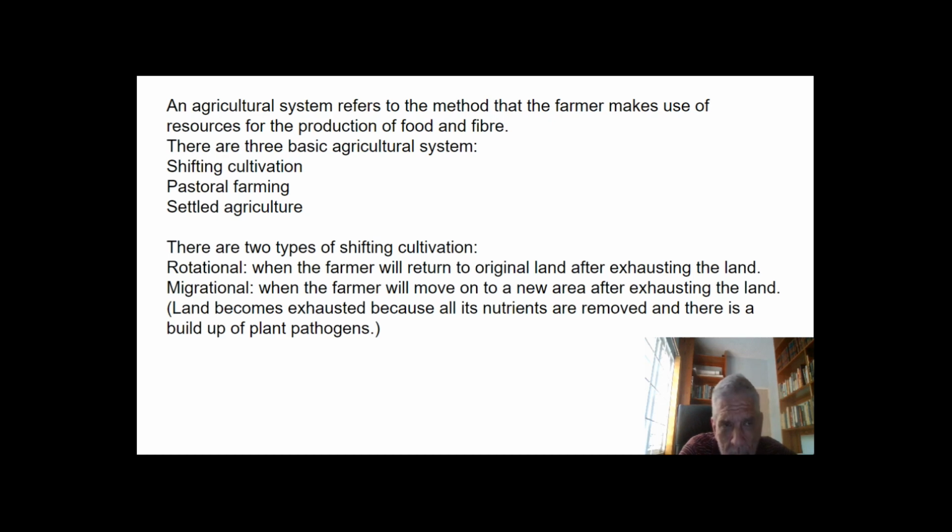And then there are two types of shifting cultivation. As I said, rotational, when the farmer will return to the original land after exhausting the land, and migrational, when the farmer will move to a new area after exhausting the land. And I suppose for these, well, why do they move? And the point is the land becomes exhausted, thus all the nutrients are removed, and there's a build-up of pathogens.